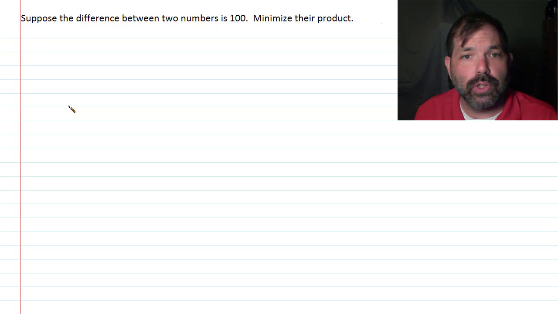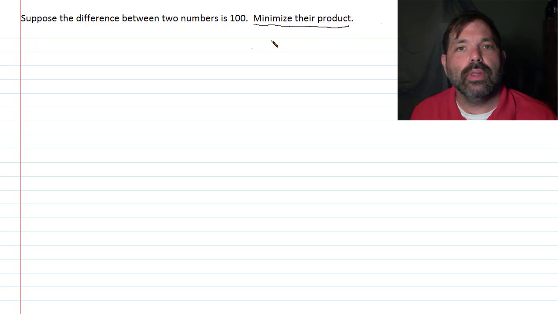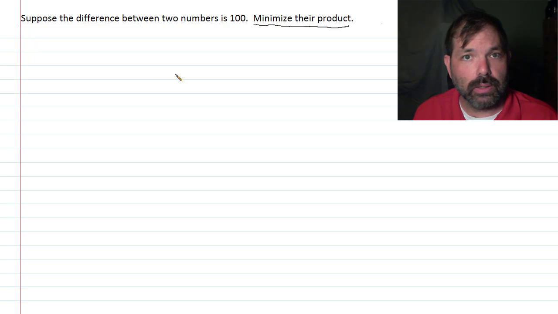Suppose the difference between two numbers is 100. Minimize their product. So this is an example of an optimization problem. And in this problem, our goal is an objective function. In this case, we want to minimize something. So often the objective function is given as a minimize or a maximize.